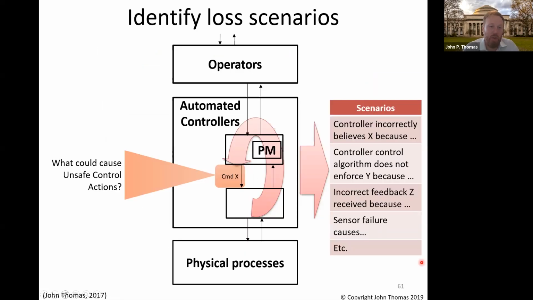We start with an unsafe control action and we kind of work backward and we say, okay, how can the controller think this is a good idea? You get scenarios like this. Controller incorrectly believes X because the controller control algorithm does not enforce Y because maybe it received incorrect feedback Z. It was lied to, and that's why it thought it was a good idea. Because, and maybe there were sensor failures. So we do capture failures in STPA only if they're relevant to the losses, by the way. But we do capture failures as well as non-failures. We've got a lot of scenarios where it was designed that way and we didn't realize it.